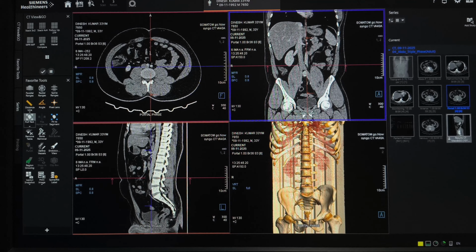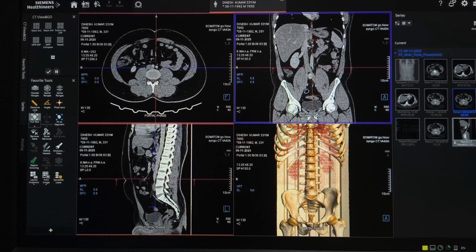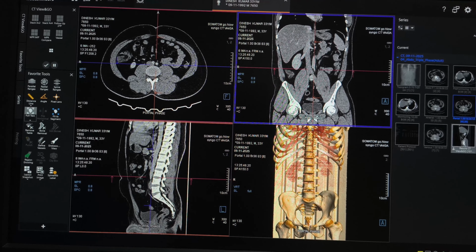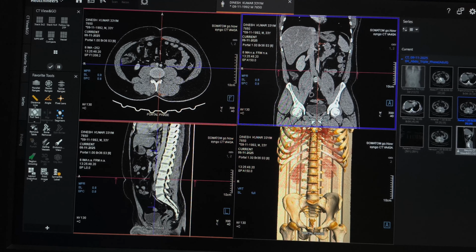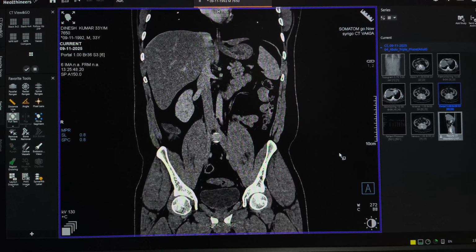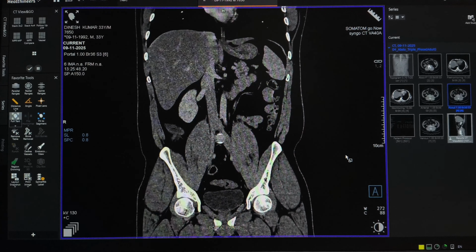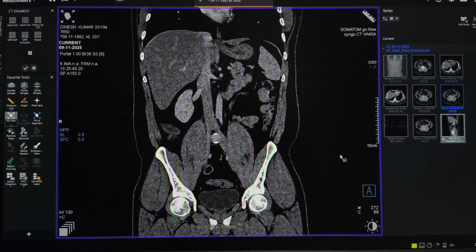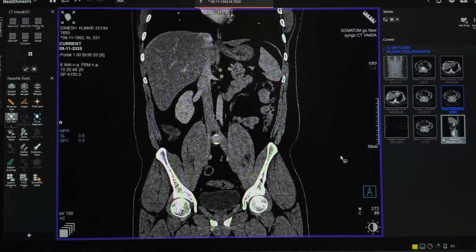Fourth, portal phase. Next is the portal phase, usually done at 40 to 50 seconds after injection. By now, contrast reaches the portal vein and fills the liver. Best seen: liver lesions, portal vein thrombosis, spleen and pancreas, intestines and abdominal organs.